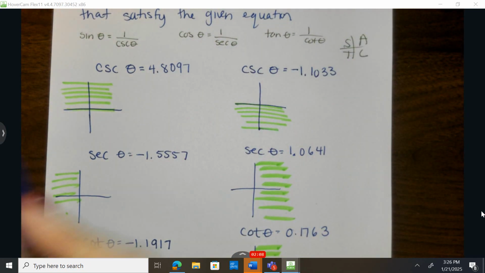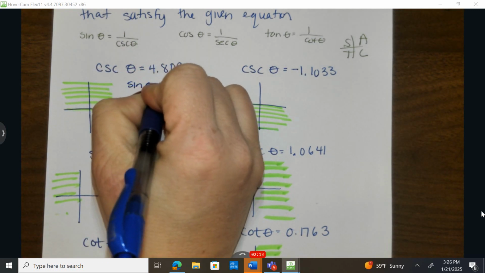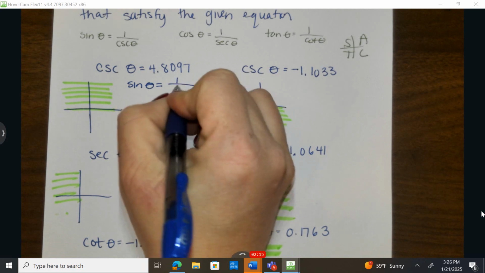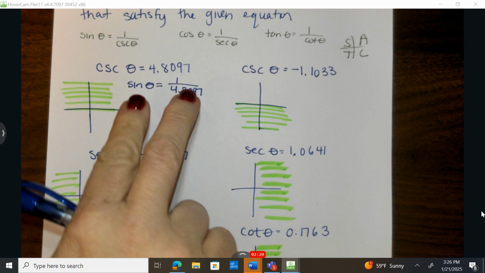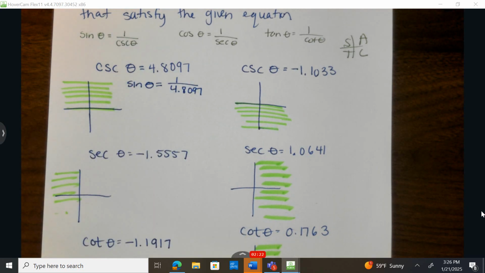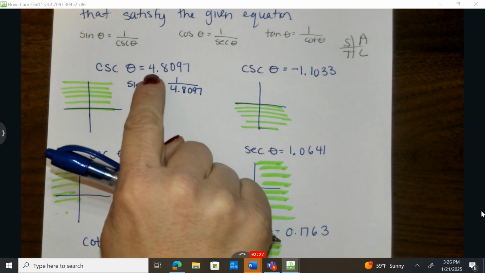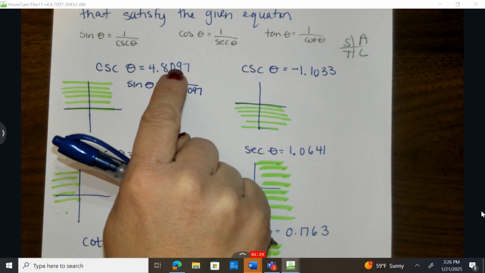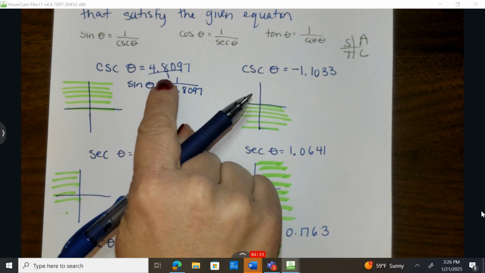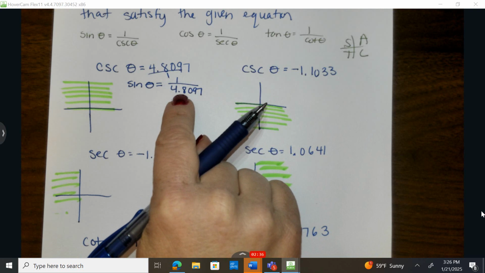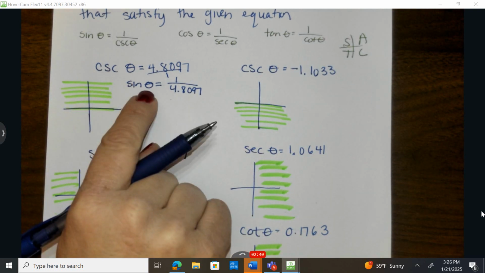All right, next up, I'm going to rewrite this as the sine of this angle is equal to 1 divided by 4.8097. These are equivalent statements. I can do this because I know that the cosecant and sine are simply reciprocals. So here's 4.8097 divided by 1, and when I take the reciprocal of this value, 1 divided by the value, I know that's equal to the reciprocal of cosecant, which is sine.